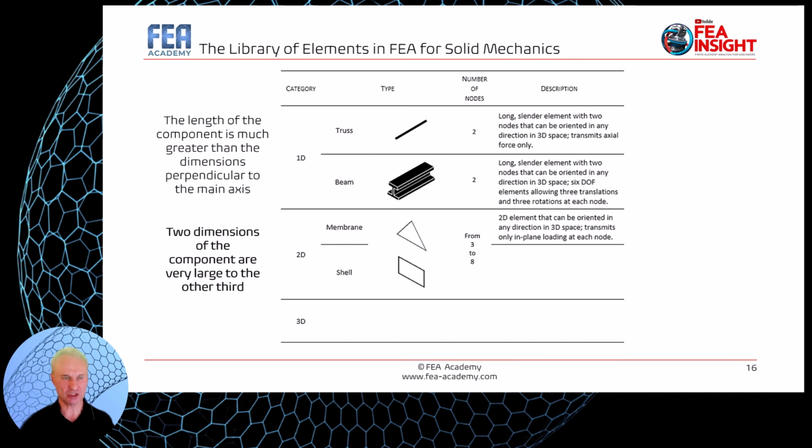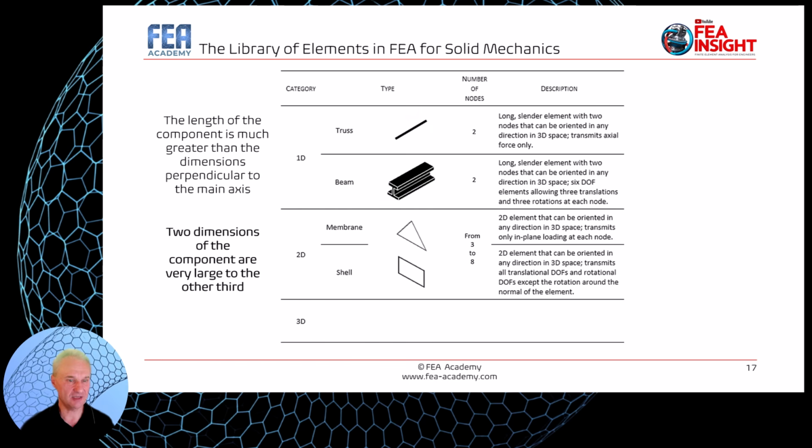The typical description of a membrane is a 2D element that can be oriented in any direction in the 3D space, and they transmit only the in-plane loading at each node.